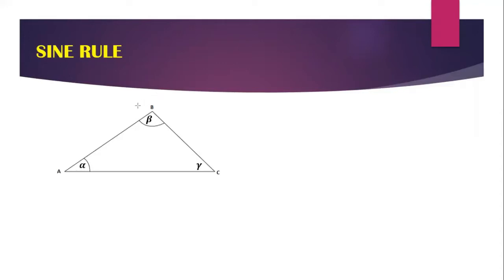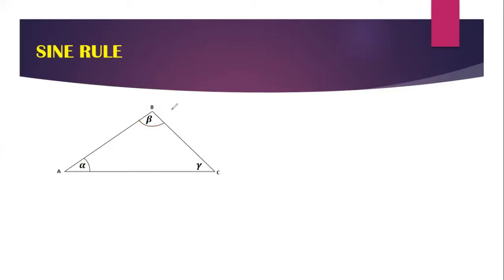For the three angles here, there are three angles, right? This is angle beta, this one is angle alpha, and this one is angle gamma. Once again, alpha is covered by AB and AC. Beta is covered by AB and BC. And gamma is covered by AC and CB.